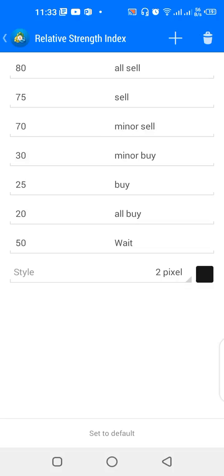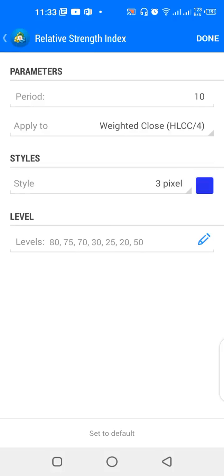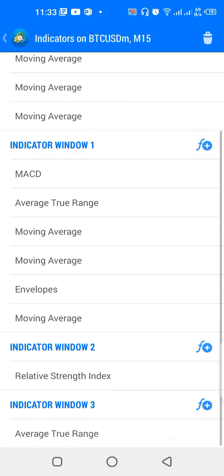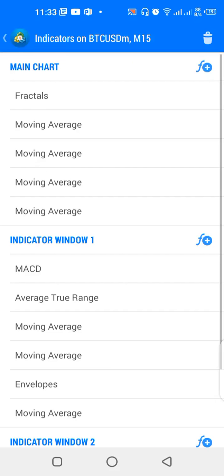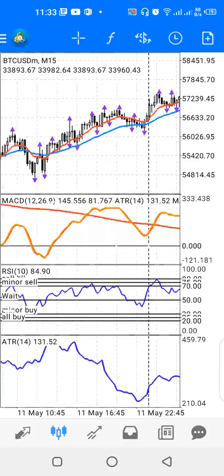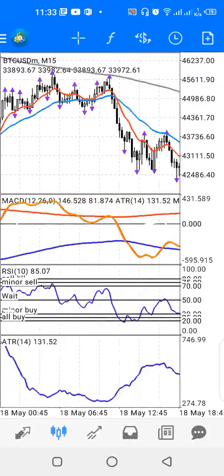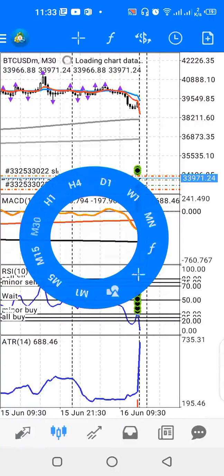Let's look at the RSI levels. We have 80, 75, 70, 30, 25, 20, and then 50. Color is black. Now the last indicator is average true range. The period is 14, and the color is blue. So that's that for the parameters for the strategy.